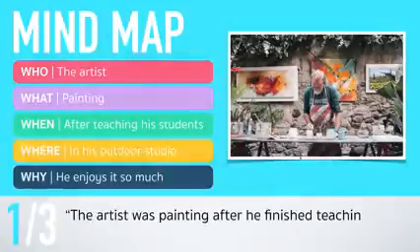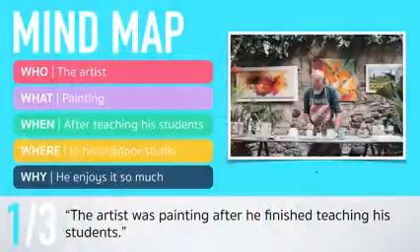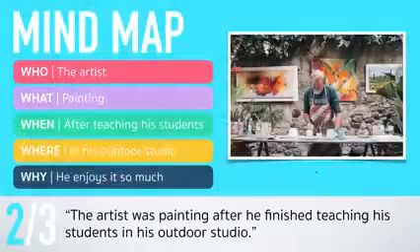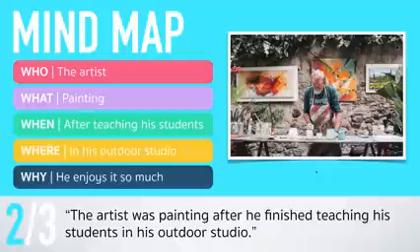First, I said, the artist was painting after he finished teaching his students. Now you see, I threw it to the past. You can go back and forth, right? Now, what about the second sentence? I could say, the artist was painting after he finished teaching his students in his outdoor studio. Again, same pieces of information. I'm just organizing them differently to make advanced English sentences and speak like a native English speaker.